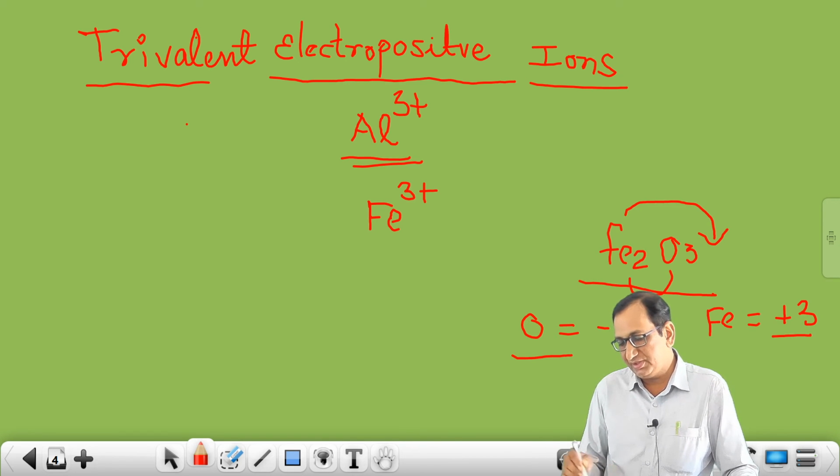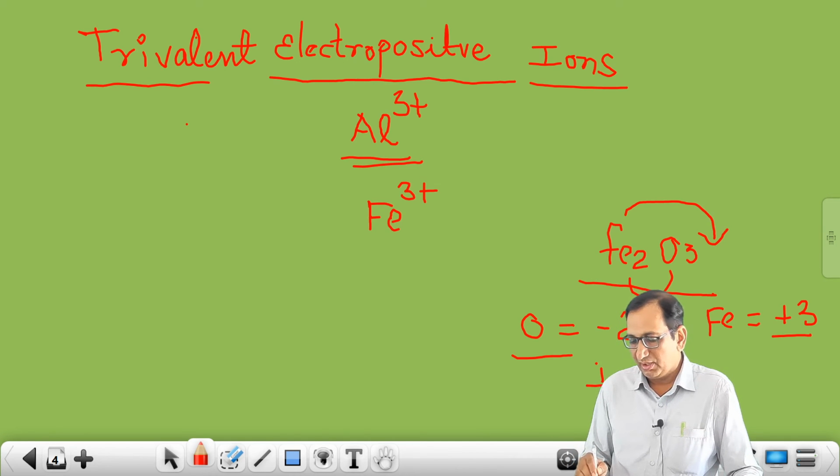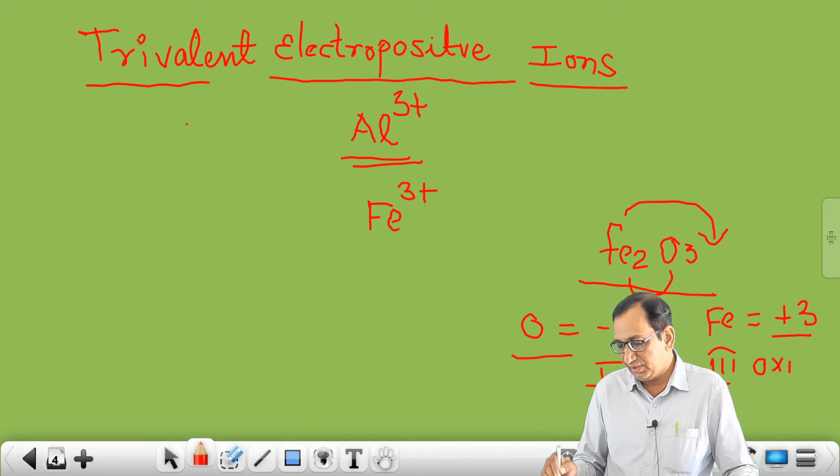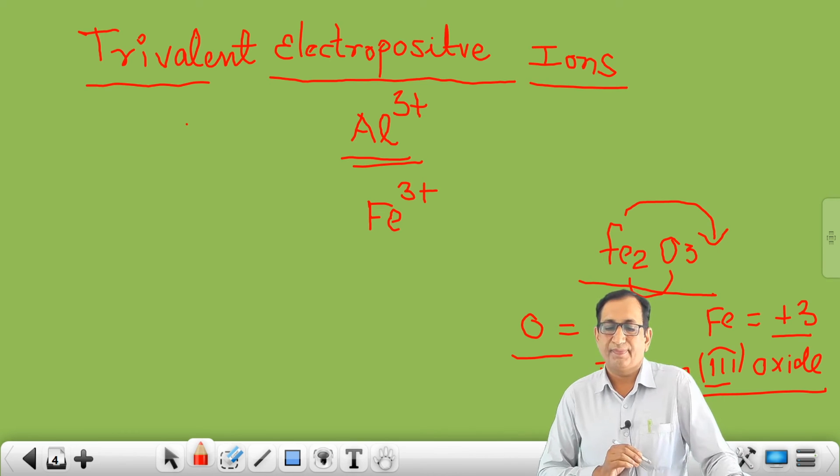So if valency is 3, then you have to write first, the general name of this Fe2O3, this is iron, and after that valency 3, so you will write iron third, and then you will write O for oxide. So it is iron third oxide.